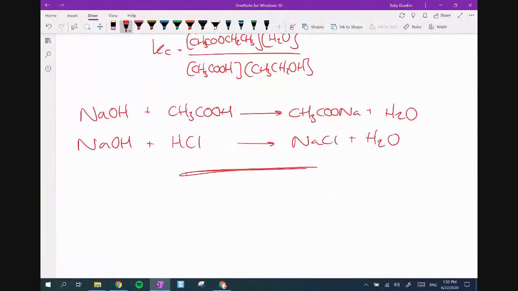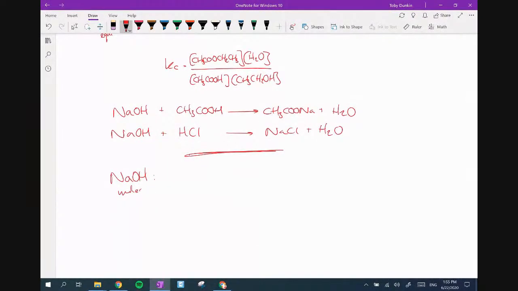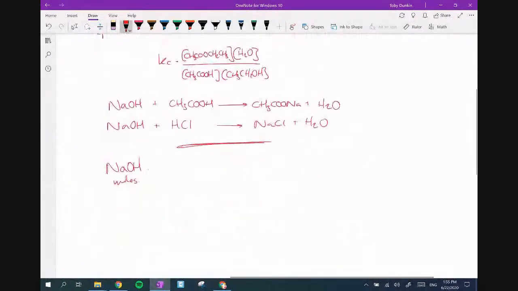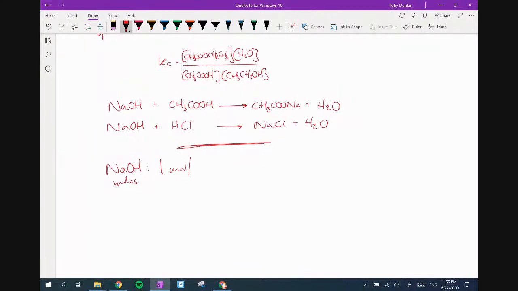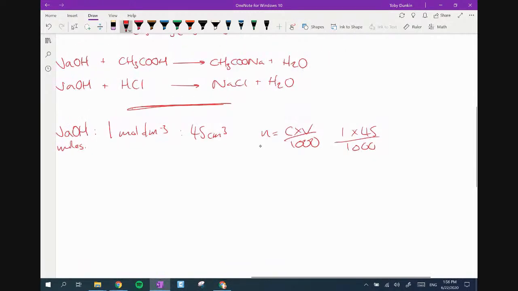So what we now need to do is work out the sodium hydroxide moles in total. We had a concentration of 1 molar, 1 mole per dm cubed. No, I can't say that, it's GCSE, sorry about that. 1 mole per dm cubed, and the total volume used was 45 centimeters cubed. We can now use number of moles equals C times V over 1,000. So 1 times 45 all over 1,000 is going to give me 4.5 times 10 to the minus 2, I believe.